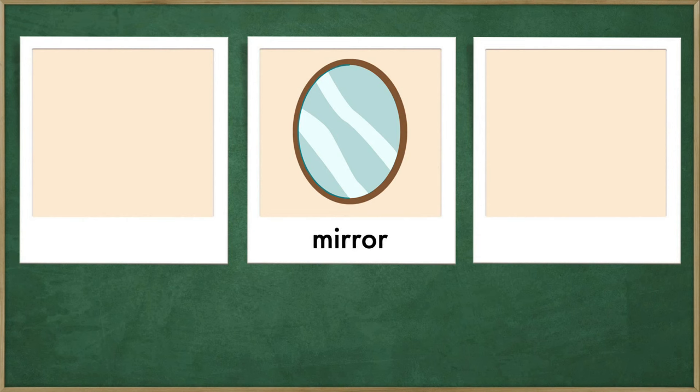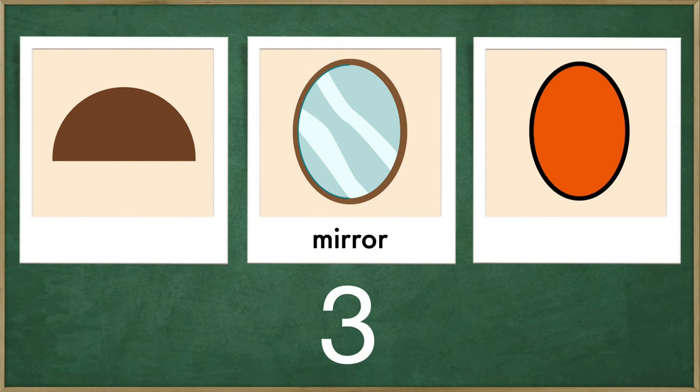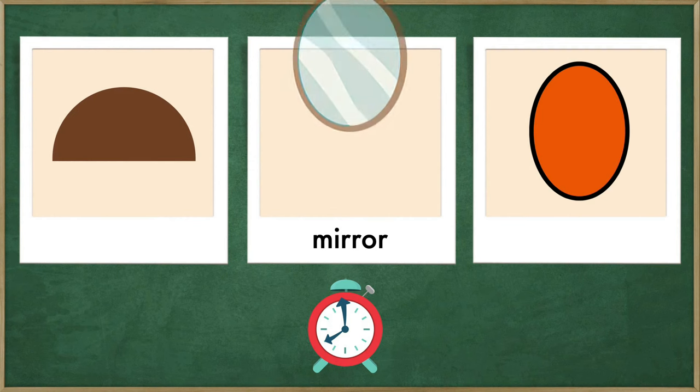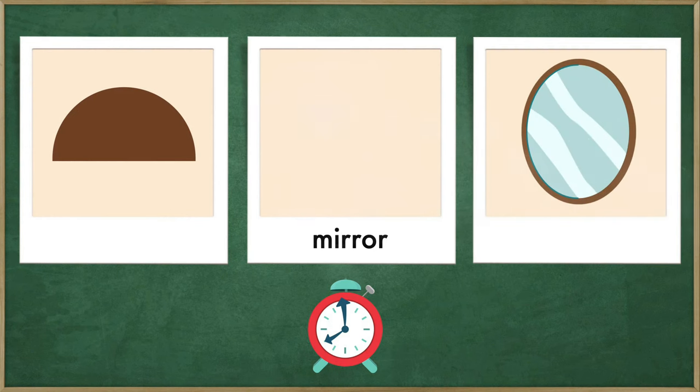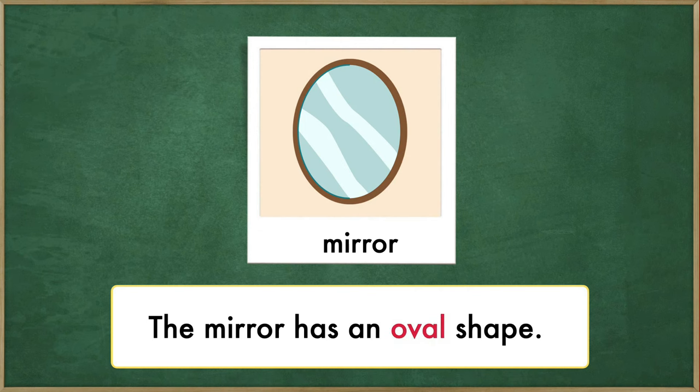Mirror. What shape is the mirror? Is it semicircle or oval? Go. Time is up. The right answer is oval. The mirror has an oval shape. Oval.